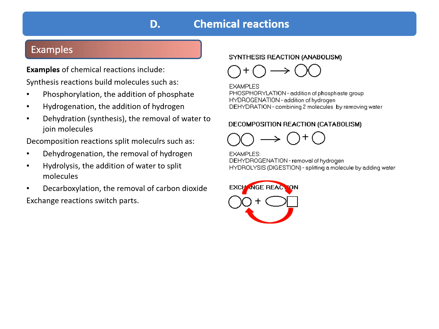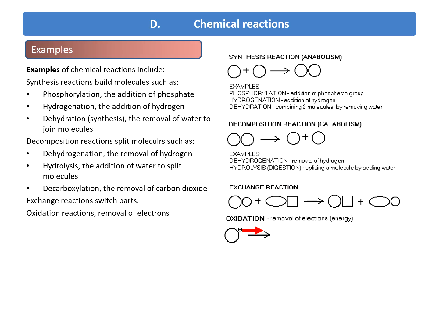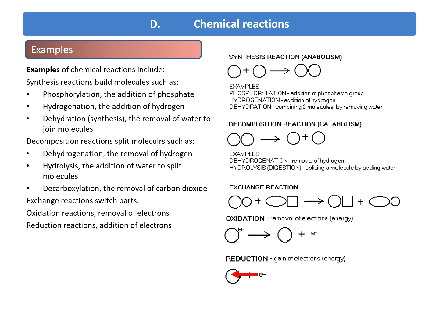Exchange reactions switch parts. In this example, the small circle is switched with the square. Oxidation reactions remove electrons, and reduction reactions add electrons.